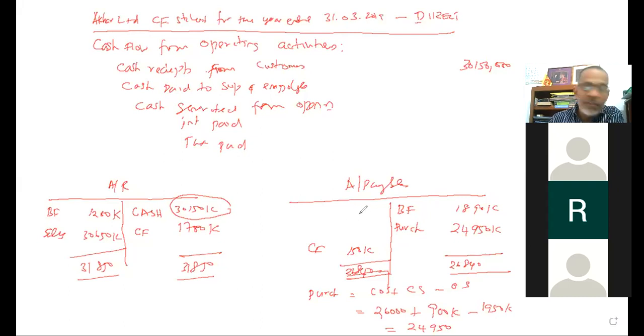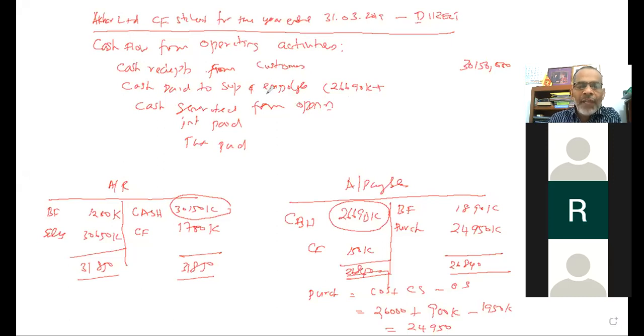2,150, therefore 26,690 is the cash payment. The cash account is credit, the accounts payable account is debit. Therefore 26,690 is paid to the suppliers.